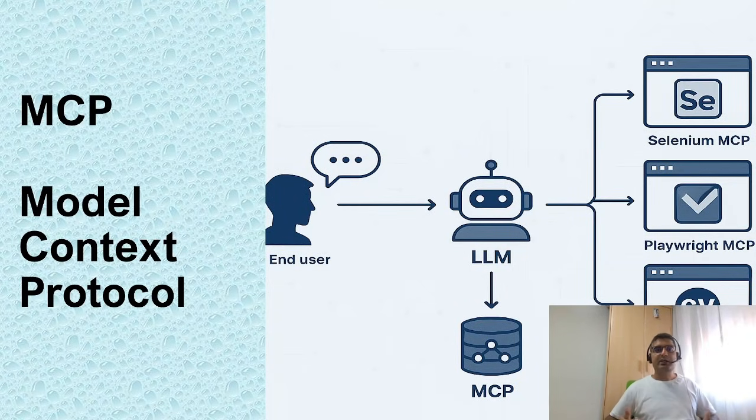Let me tell you the architecture. This is a very, very high-level architecture, so that every person can easily understand what MCP is. If I show you, this is the end user, this is you and me. We will ask, let's say, taking the automation perspective.